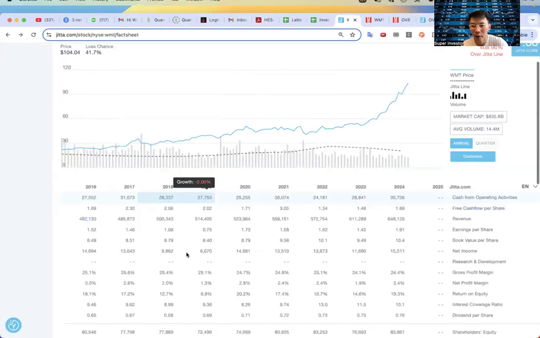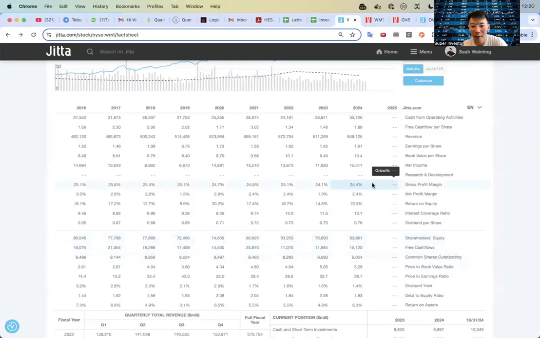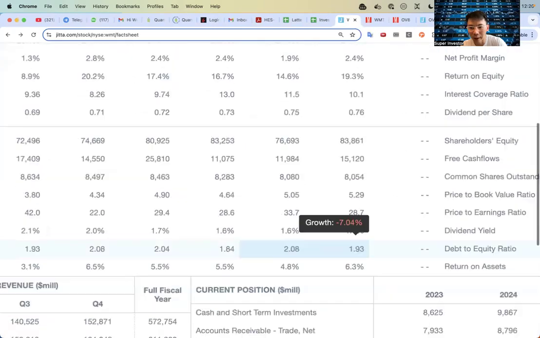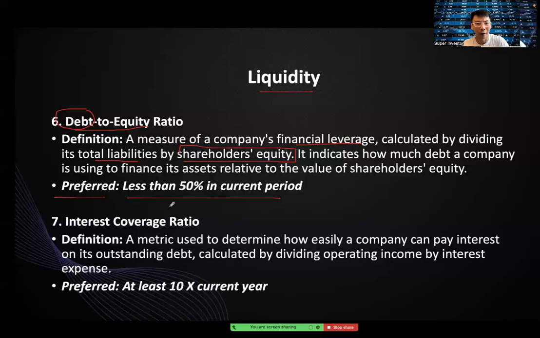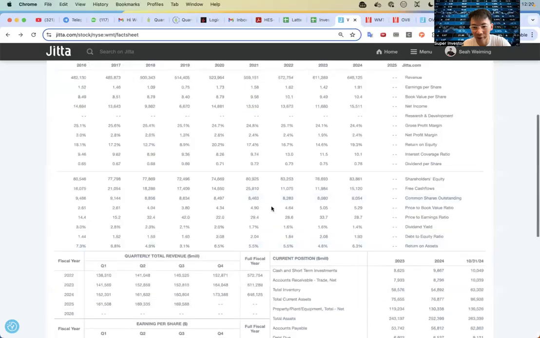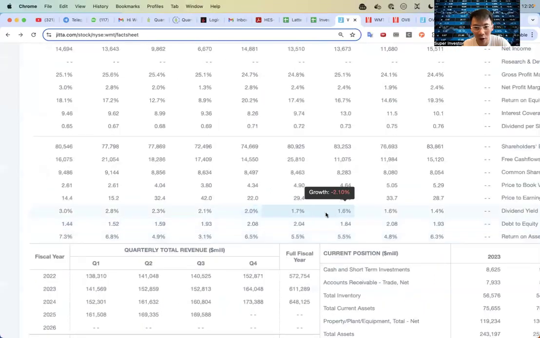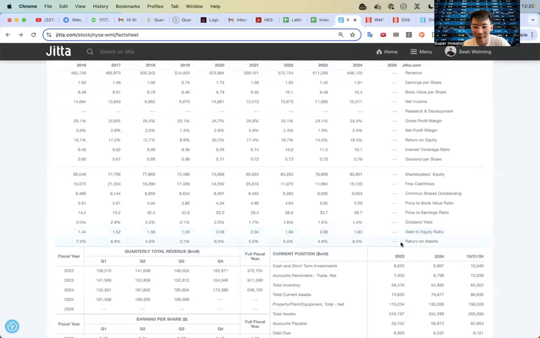Let's take a look. So this is Walmart, and you can see that I have put it here. Debt to equity ratio. Now, remember, what we want is less than 50%. In this tool, they do not give a percentage, they give a ratio. So the ratio is 1.93. 1.93 means that their debt is 1.93 times their equity.